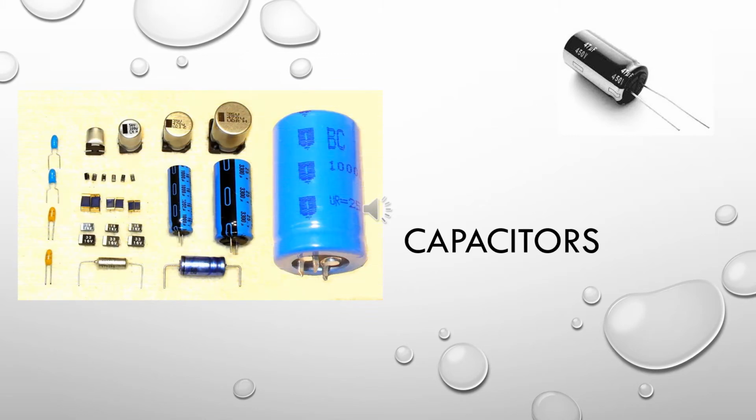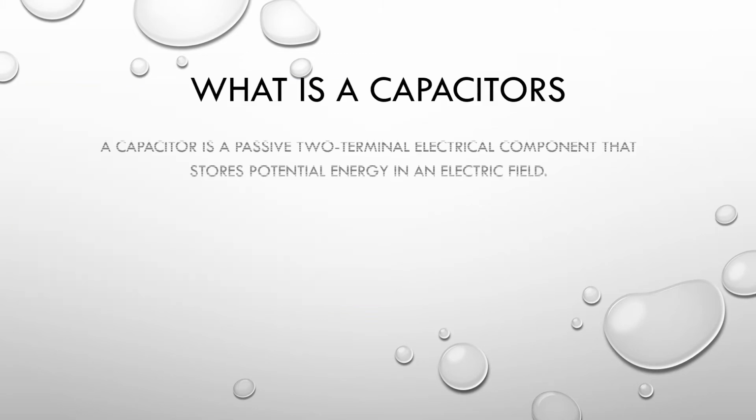Hi everyone, today I am going to briefly introduce capacitors and DC current. Do you know what it looks like? Here are a few examples of capacitors. Do you know what a capacitor is? A capacitor is a passive two-terminal electrical component that stores potential energy in an electric field.